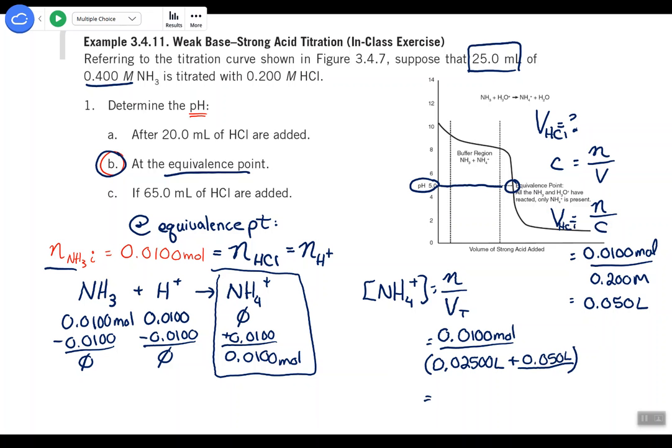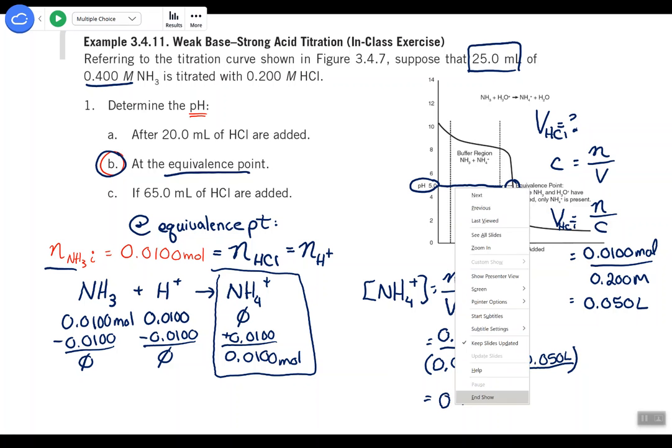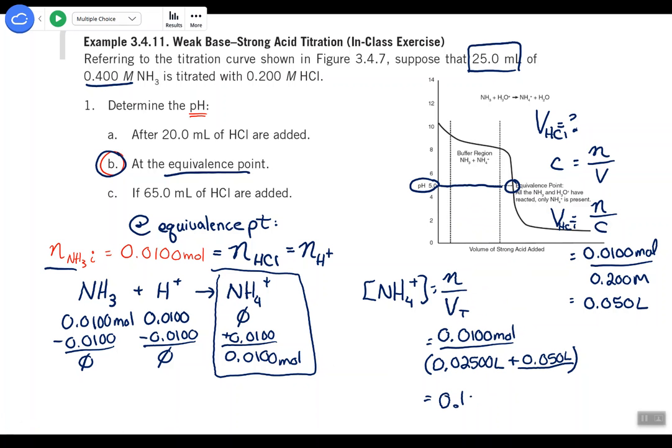These two values together, the starting 25 milliliters and the 50 milliliters of strong acid that I added, combine to make the total volume of the solution now in my Erlenmeyer flask. I can take the sum of those two volumes and then take 0.01 moles and divide it by that total volume. Therefore, I'm starting now with a concentration of 0.133 moles per liter of my conjugate acid.